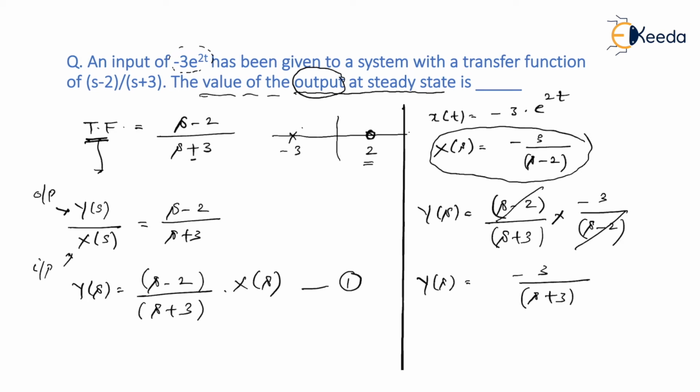Now observe your Y(s), and if you look at the pole, it is present at -3, and since it is present at -3, the pole is present on the left half of the S plane, and therefore here final value theorem is applicable. Now the question is, shall I apply final value theorem? Answer is yes, because you have to find value at steady state. That is, you want to find y(infinity).